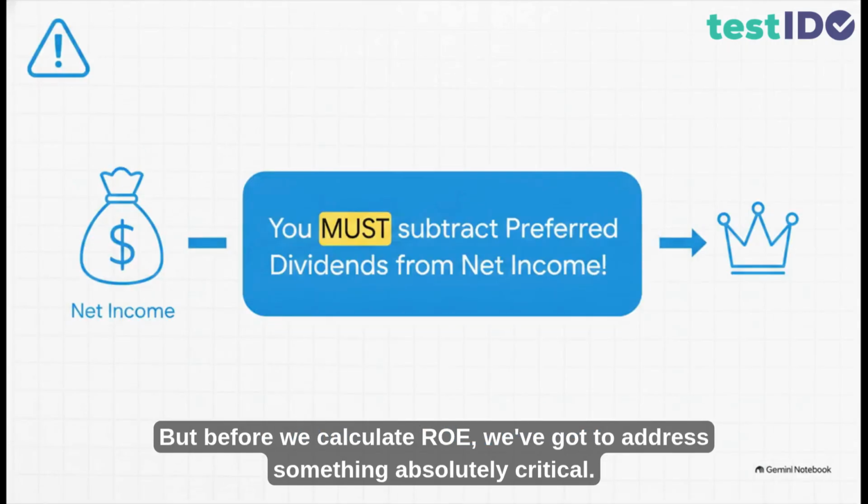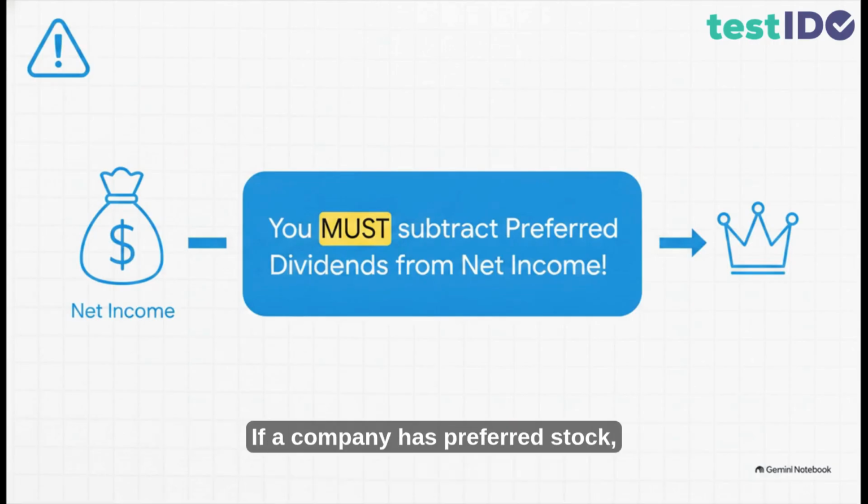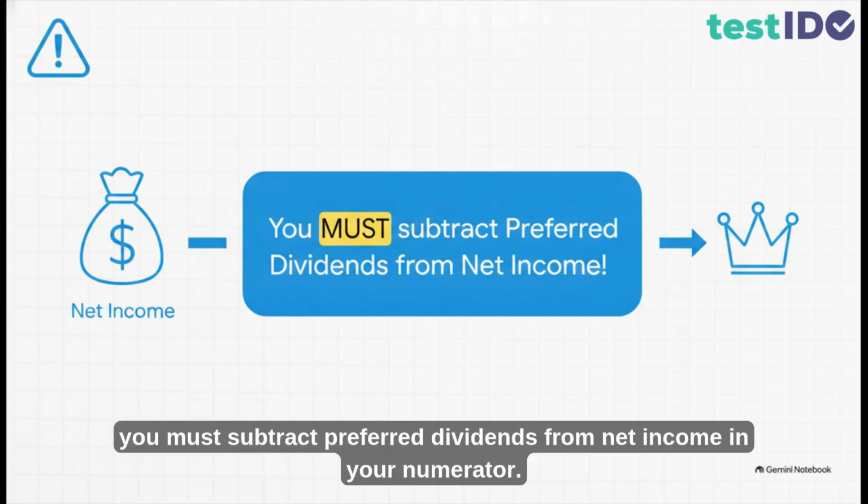But before we calculate ROE, we've got to address something absolutely critical. If a company has preferred stock, you must subtract preferred dividends from net income in your numerator.